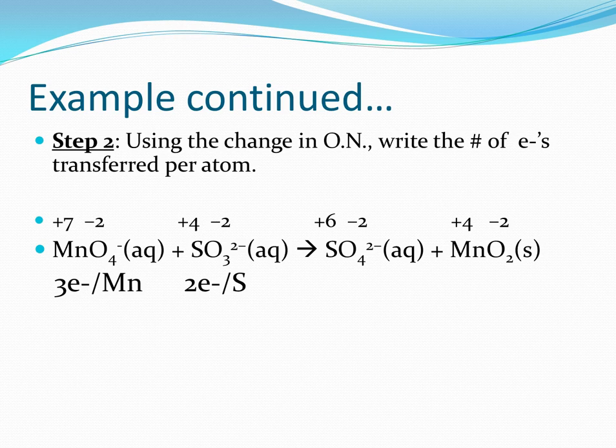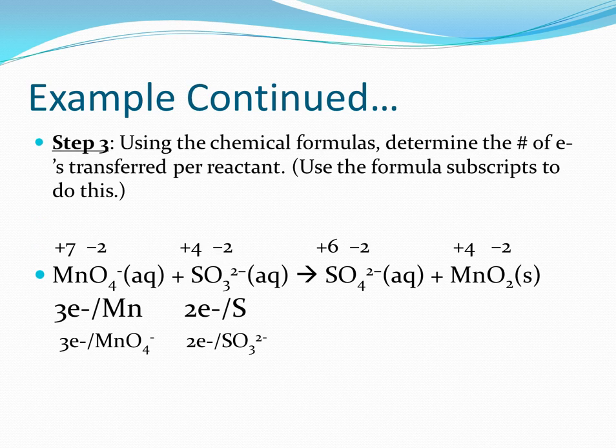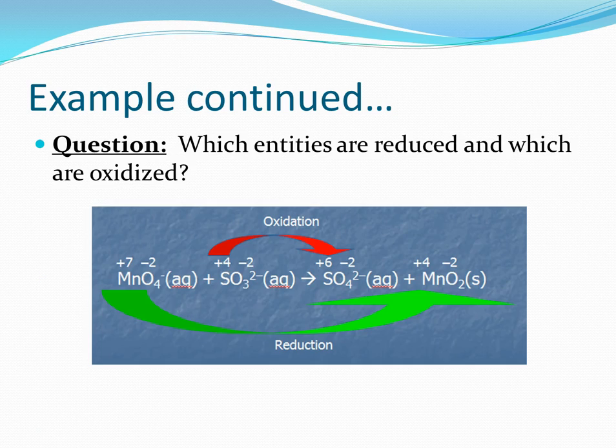For step 2, you must identify which atoms are losing and gaining electrons by seeing which ones have a change in oxidation number. For step 3, determine how many electrons are transferred for each molecule or ion. As before, you should be able to determine which entities are reduced and oxidized by observing the oxidation numbers.